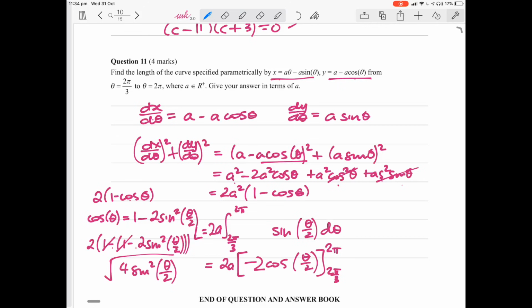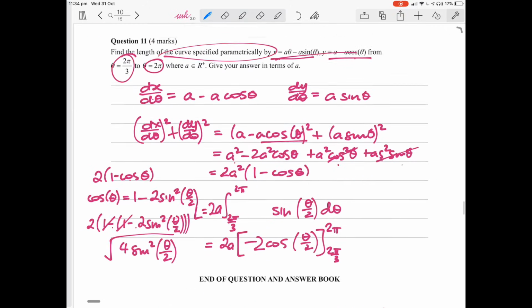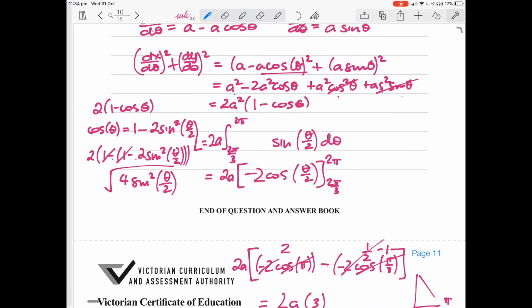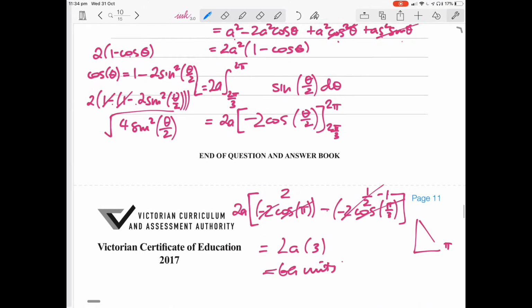So that's how long the curve is from 2 pi on 3 to 2 pi of that function parametrically. 6a units. Don't give you much room. It's like you're a bloody genius and you can just work it all out in your head.